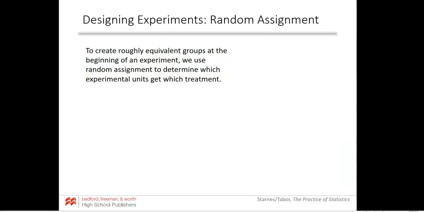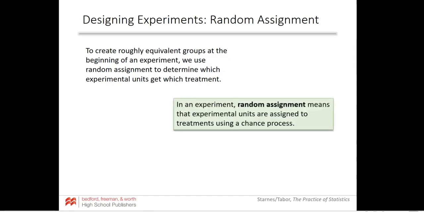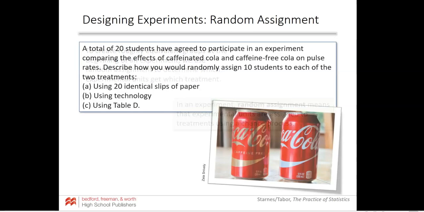Random assignment is super important. We're going to do an activity about that a little bit, but it goes towards causation. We don't want to just pick out people, we want to randomly assign. So that means that they are assigned to treatments randomly. So we don't just choose, these 10 get this, because we want them to have a roughly equal chance of being chosen. So here are some methods we could use.